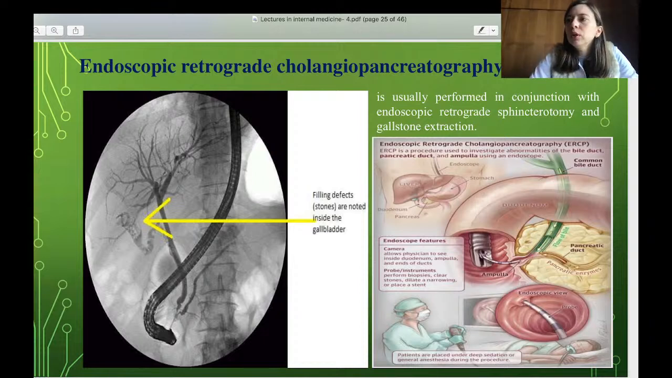And about endoscopic retrograde cholangiopancreatography, it is usually performed in conjunction with endoscopic retrograde sphincterotomy and gallstone extraction.